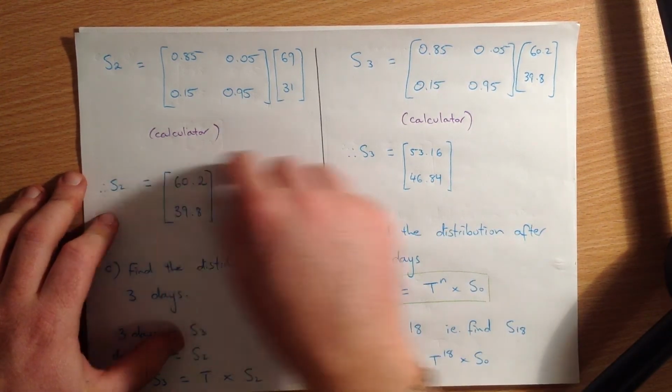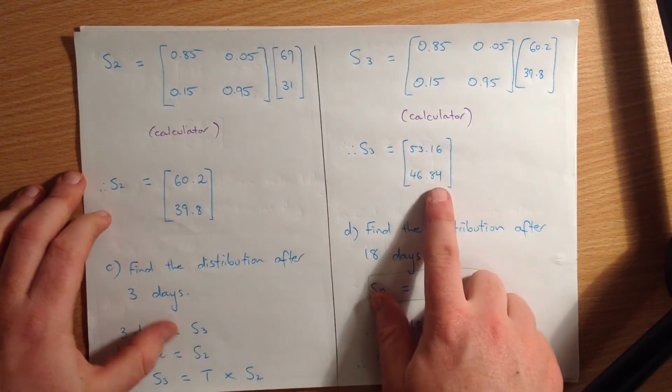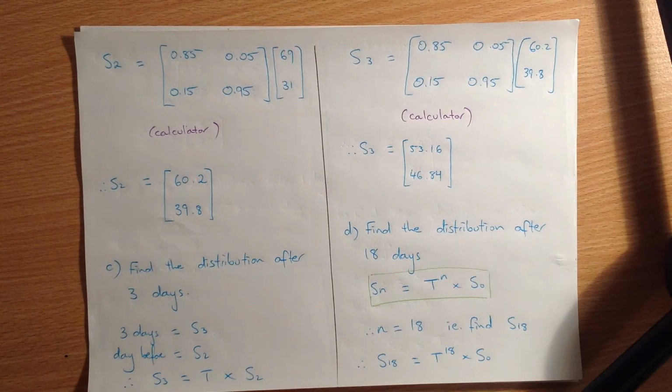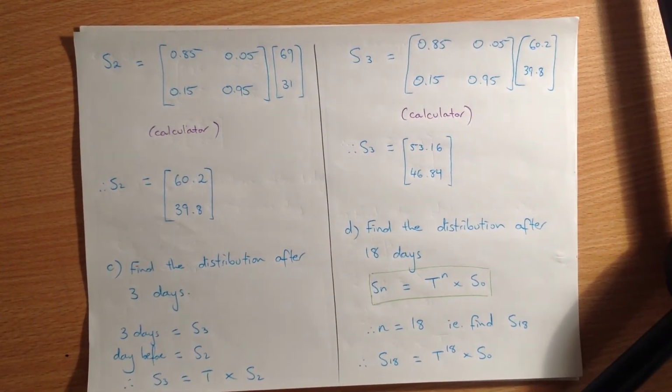So the difference again is shrinking. We've only gone up, shifted, by about 7 this time. Again, the amount it's changing is shrinking. Eventually it will stop changing altogether and it will become a steady state. So let's find the distribution after 18 days.